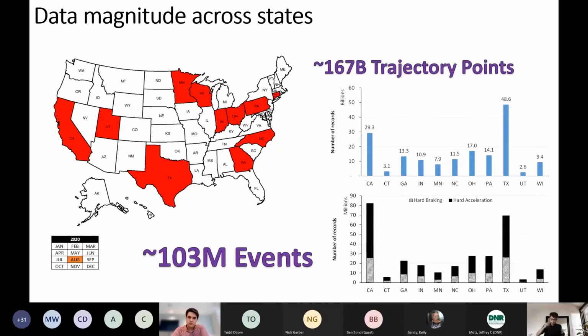And if you look at all the states for the full fund study, the 11 states across the country, over a month we have 167 trajectory events for the month of August 2020, and about 103 million hard braking and hard acceleration events. Aside from the latitude and longitude locations every 3 seconds, when there is a hard acceleration or hard braking event, we also track that. Anything over 2.67 meters per second squared is considered hard braking or hard acceleration.